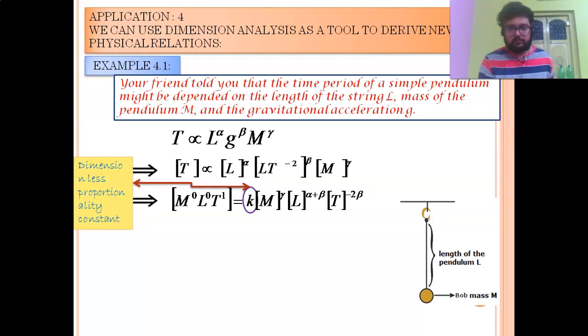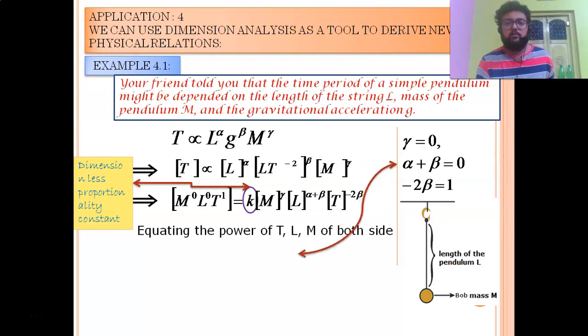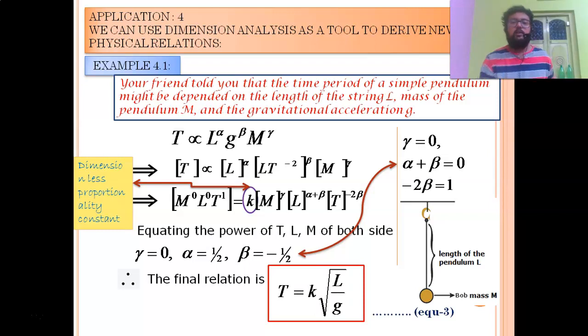Now if we equate the power of T, L and M from both sides, we can find three equations: gamma equal to 0, alpha plus beta equal to 0, and minus 2 beta is equal to 1. From this we can find the value of alpha, beta, gamma is as follows. By substituting these values to our previous equation, we can find T is equal to k root over L by g. So this is our final relation. So we can derive a new relation just from a given argument.